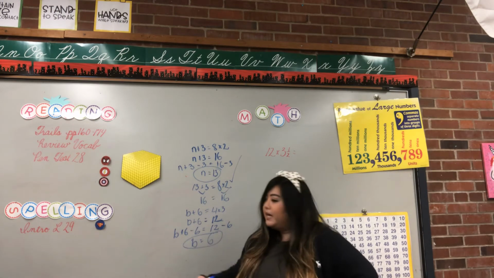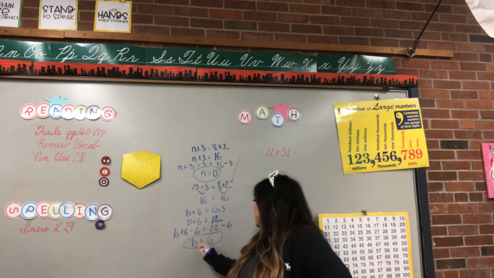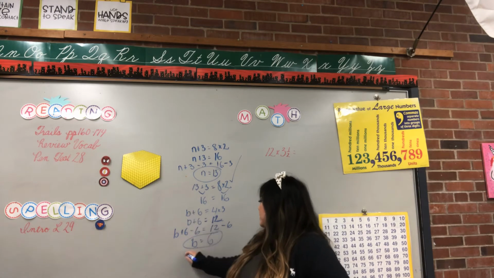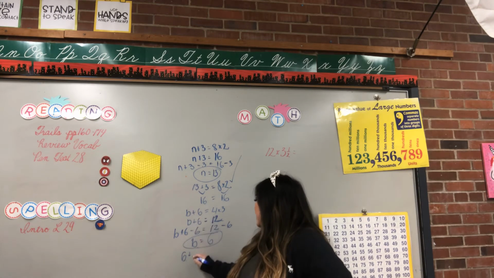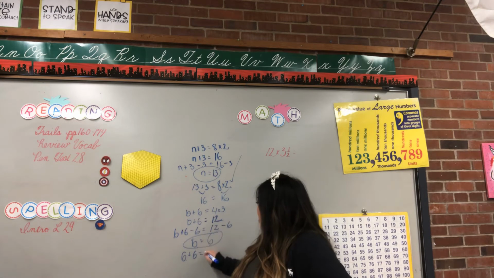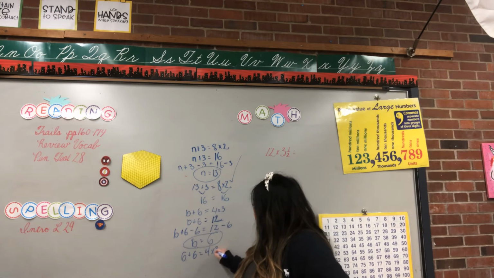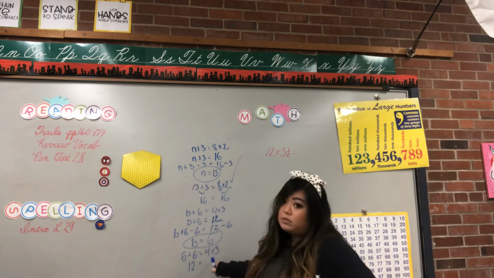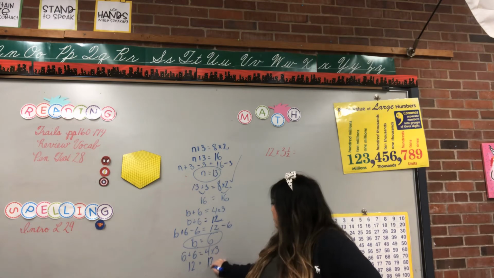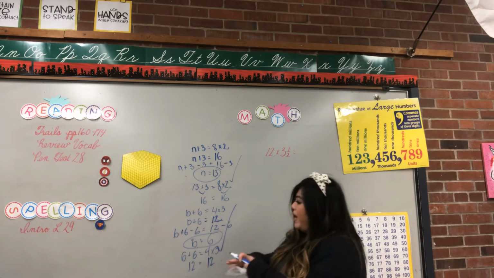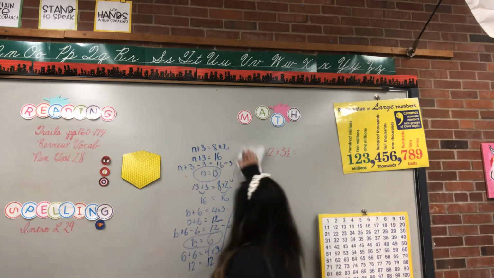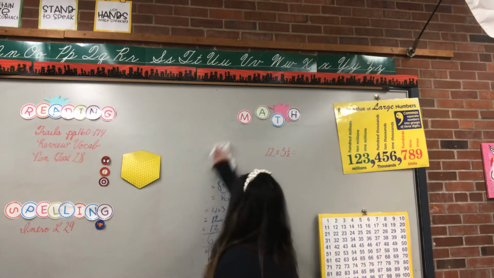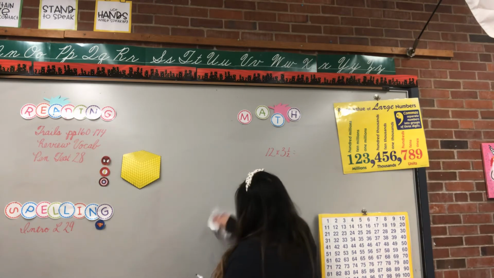All right, let's plug it back in. B equals 6. So now instead of putting b, we put 6. 6 plus 6 equals 4 times 3. And 6 plus 6 is 12 equals, and 4 times 3 is 12. 12 equals 12. Awesome job. Be writing that down on your math page.